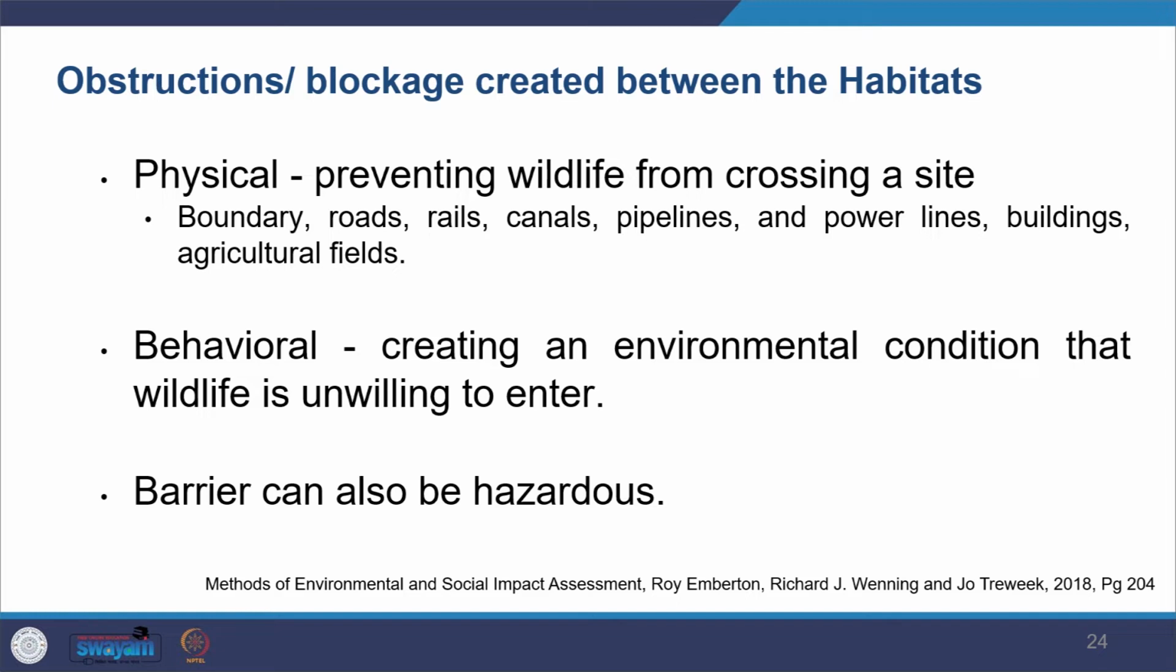And furthermore, the kind of barrier which is created can also be dangerous to their life, and a lot of it can cause death. While crossing the road, many of the animals die. While crossing the railway track, many of the animals die. So that kind of hazardous situation can also come. Because of habitat fragmentation, there is increased isolation.